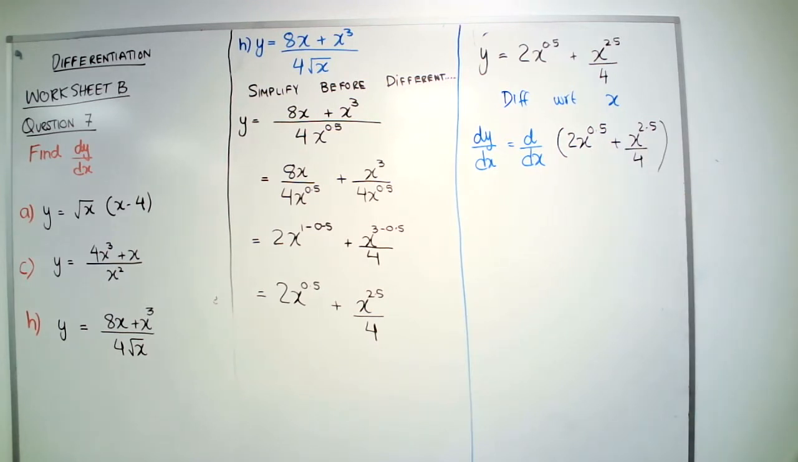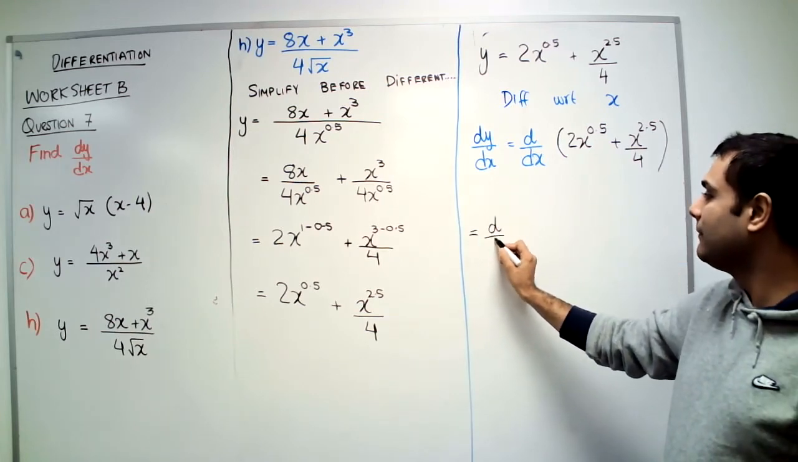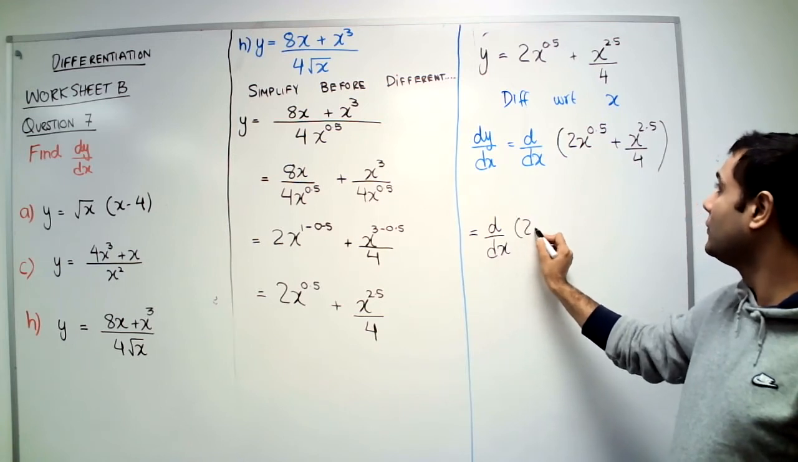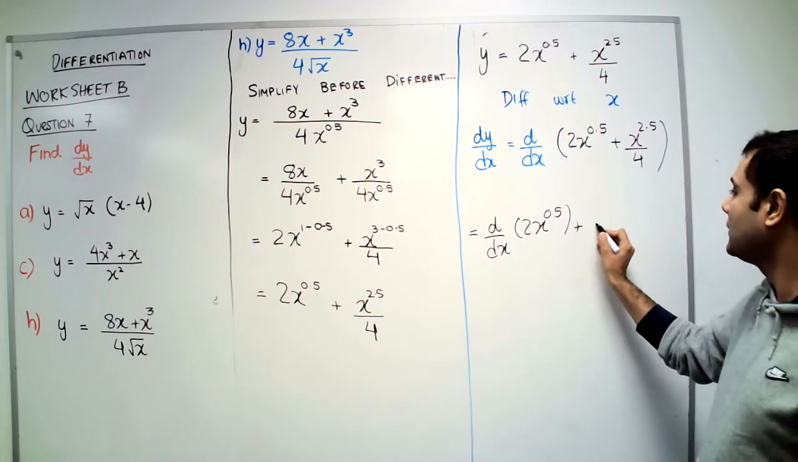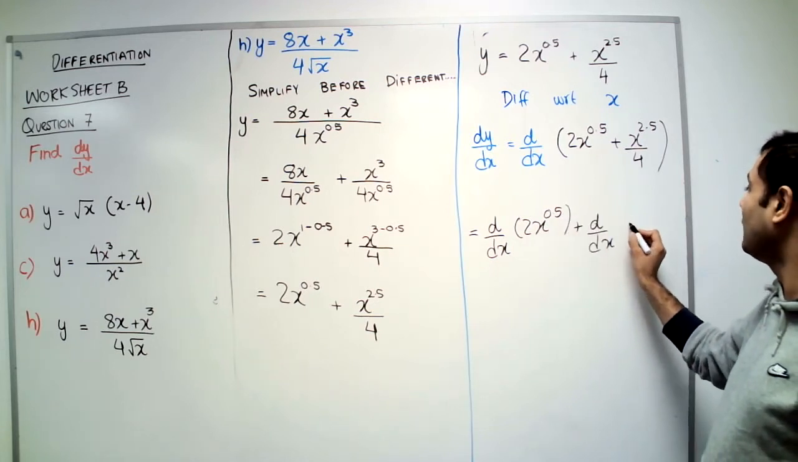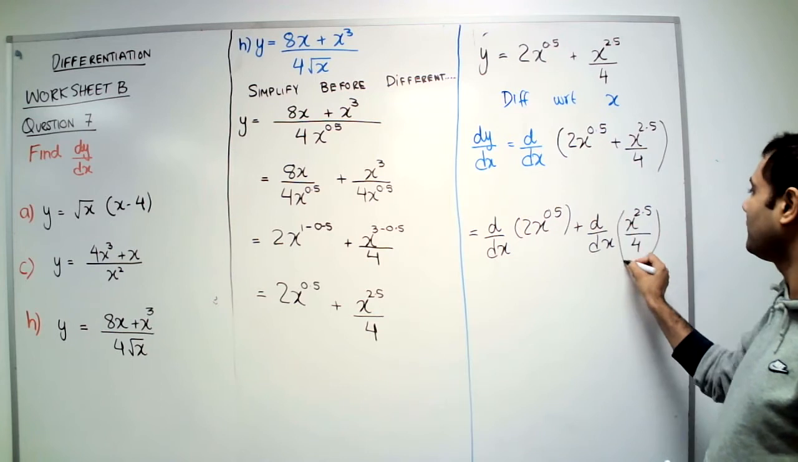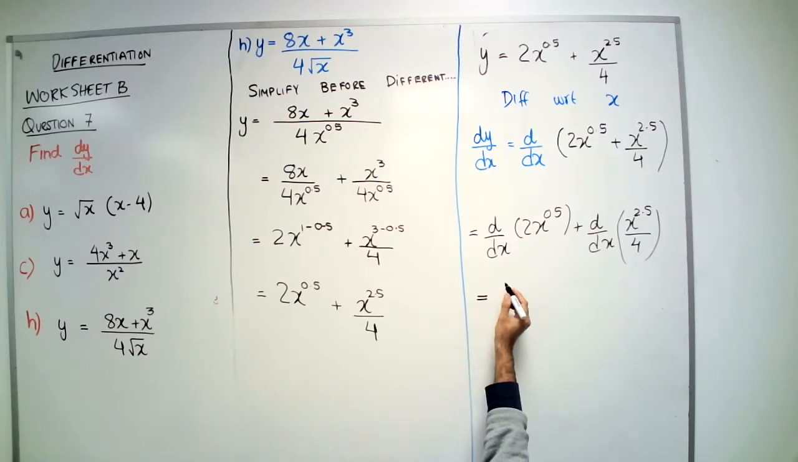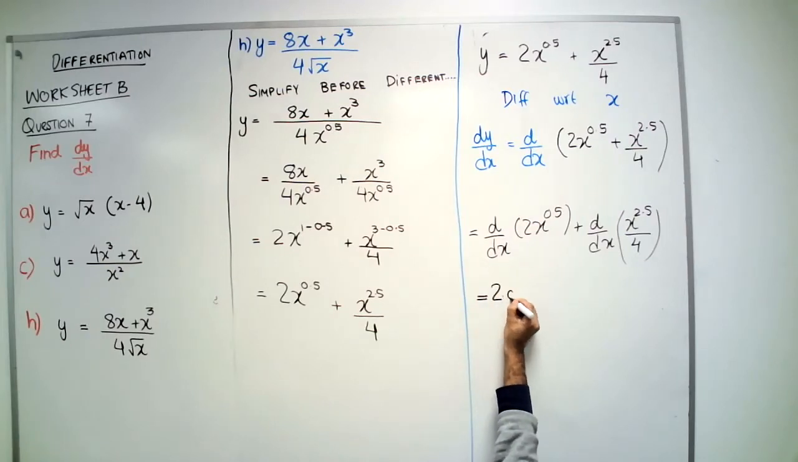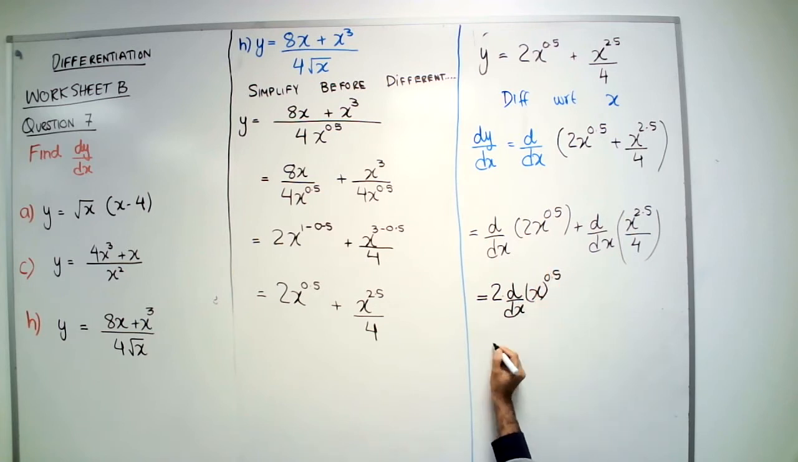So I need to differentiate each of these things individually. So that will become d over dx of 2x to the 0.5 plus d over dx of x to the 2.5 over 4. The way it's going to work is like this. The 2 comes out, and you need to do d over dx of x to the power 0.5. Let's do that one first.